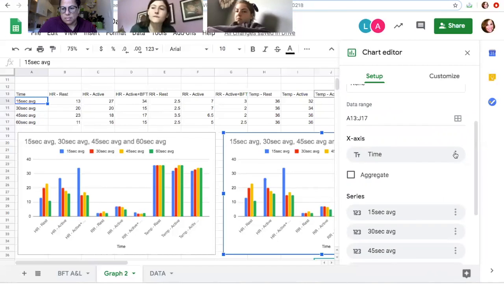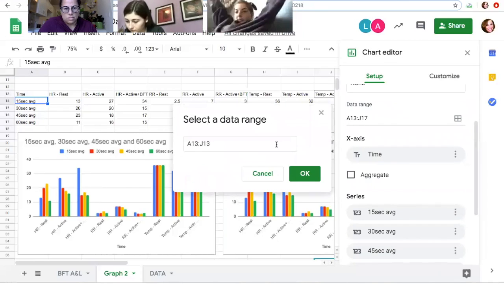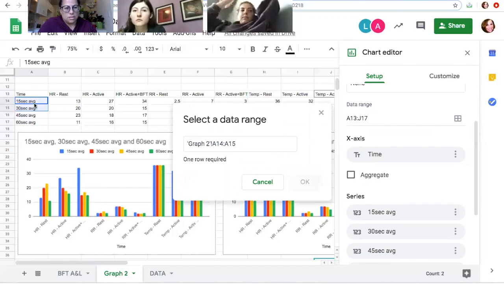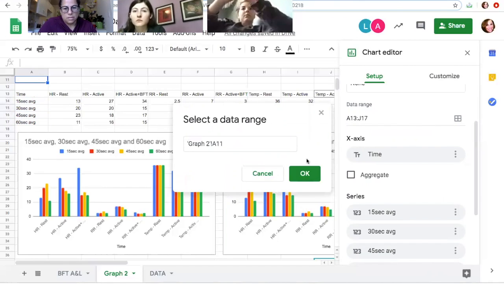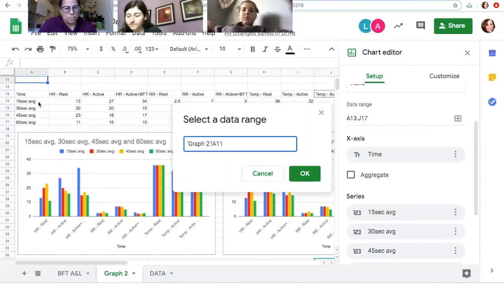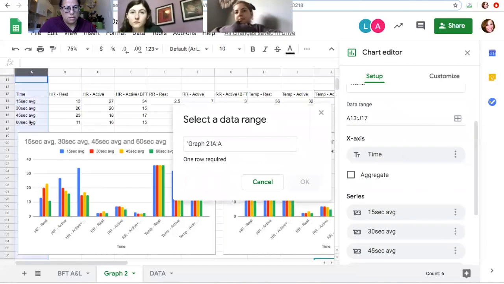X-axis should be time, but it should be A13. No, stop it. Nope. It should just be A. A. Come on.